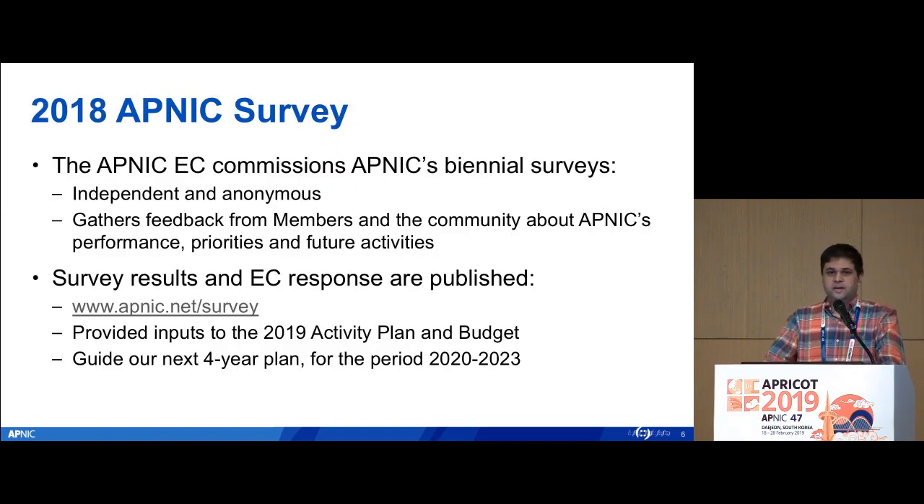Okay, so important things. One of the most important things in 2018 was the APNIC survey. The survey is done every 2 years, and it is commissioned on behalf of the EC. It is done by an independent third party. We've used this company called Survey Matters in Australia for the last two surveys. It gathers feedback from our members and the community about APNIC performance, priorities, and future activities. When we do this strategic planning, we take the input from the survey for our long-term planning. And the survey also fits into how we do budgeting and things like that on an annual basis.